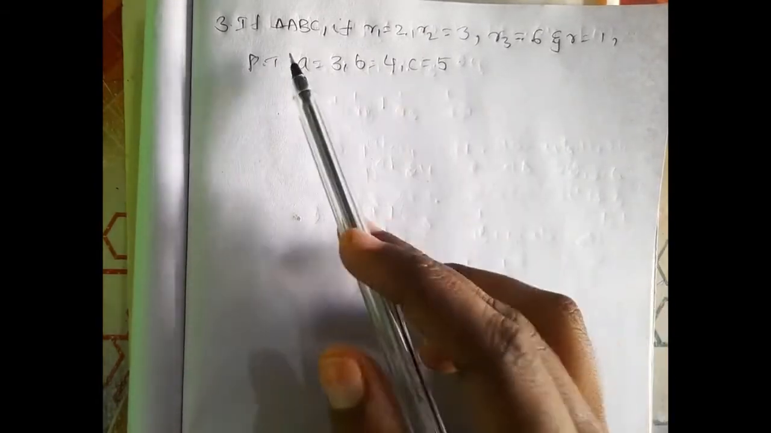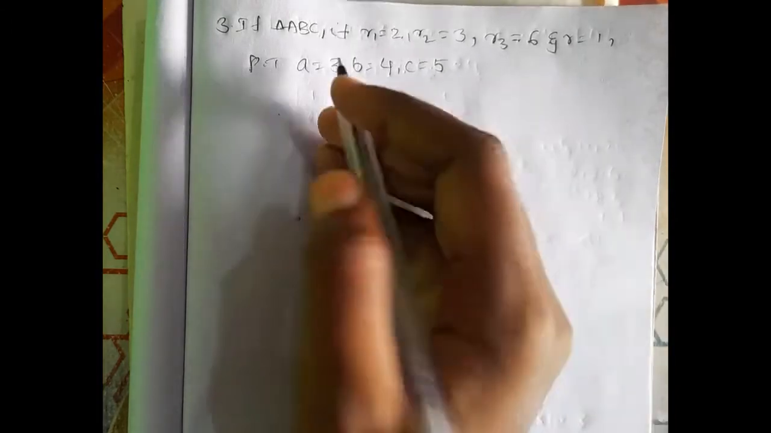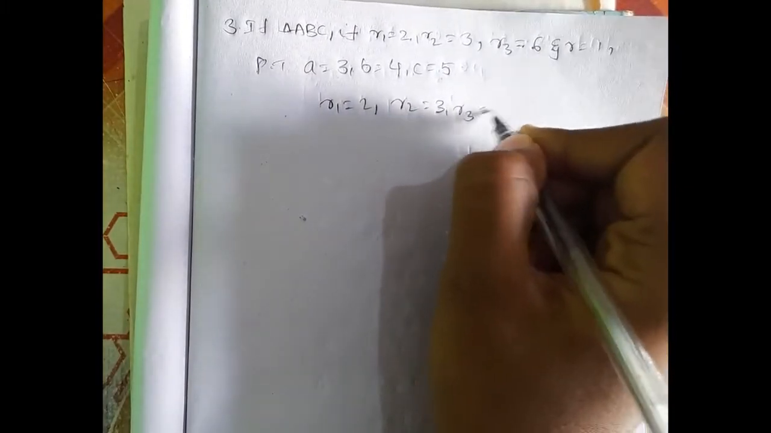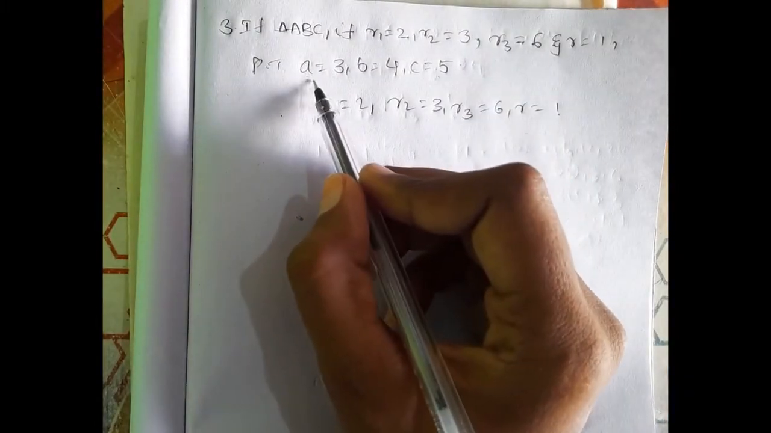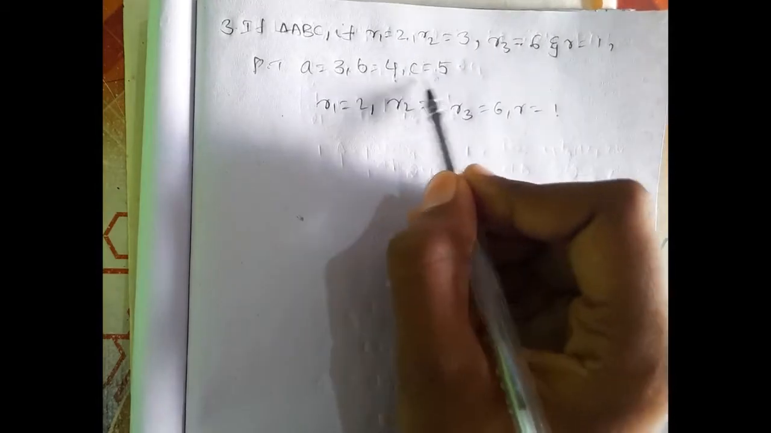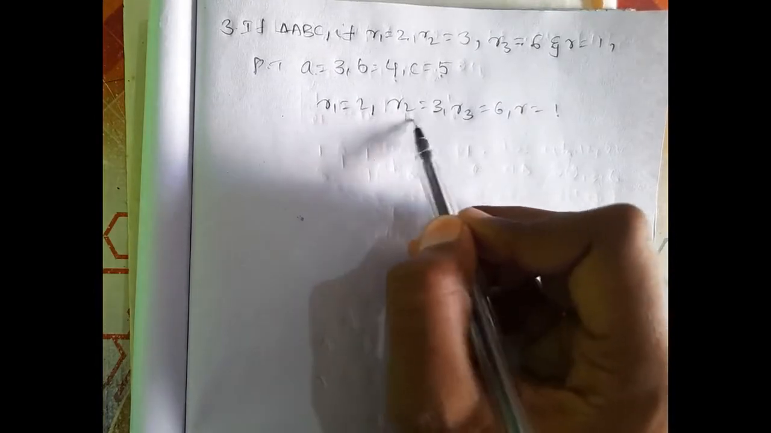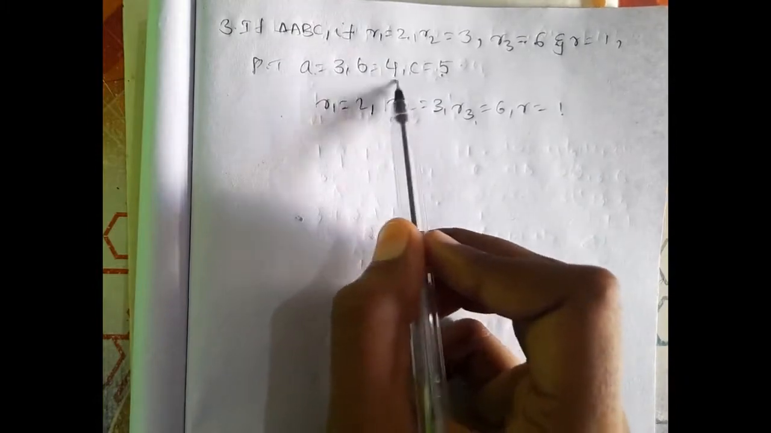Complete. So the next question is, in triangle ABC, if R1 equals 2, R2 equals 3, R3 equals 6 and R equals 1, then prove that A equals 3, B equals 4, C equals 5. Okay, so the given values are R1 equals 2, R2 equals 3, R3 equals 6, and R equals 1. Okay, so we have to prove that A equals 3, B equals 4, and C equals 5, right? So we have A, B, C in the formulas of R1, R2 and R3. So from there we can find the values of A, B, C, and we can confirm whether these are equal to 3, 4, 5 or not.